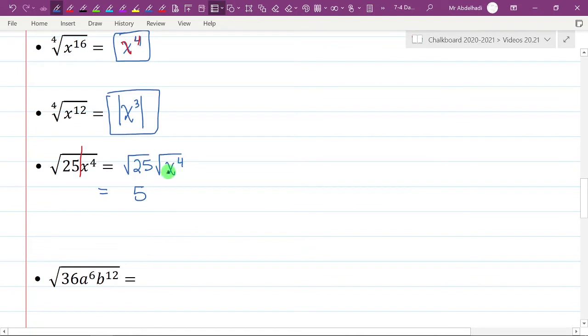And now what's this going to be? Well, we're going to divide this 4 by the invisible 2 here, right? There's a 2 here that we don't write, and we get x squared. We went from even to even, so there's no bars, and we box our answer.